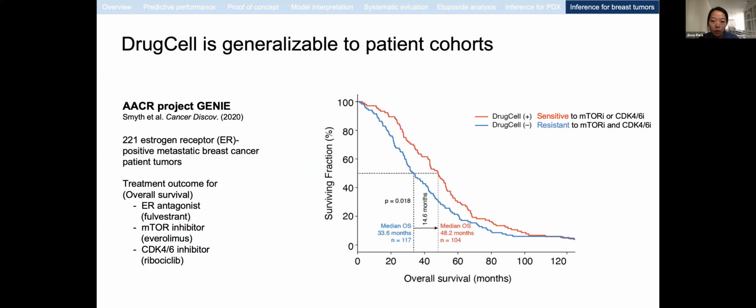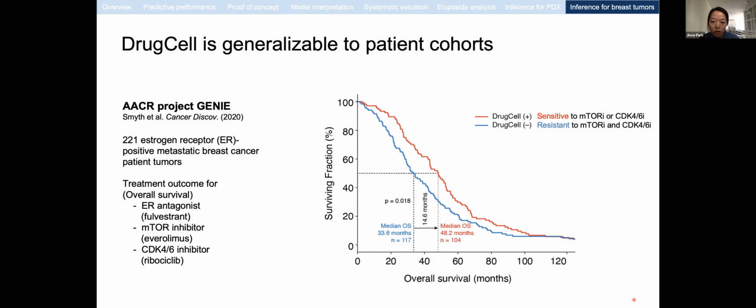Finally, we sought to evaluate whether DrugCell can be used clinically to stratify the patient tumors into responsive and non-responsive groups. Using a breast cancer cohort in the AACR Genie project containing 221 ER-positive metastatic breast cancer patients who had undergone multiple rounds of therapy, including mTOR inhibitor and CDK4/6 inhibitor. Treatment outcome was measured using overall survival rate in this data set.